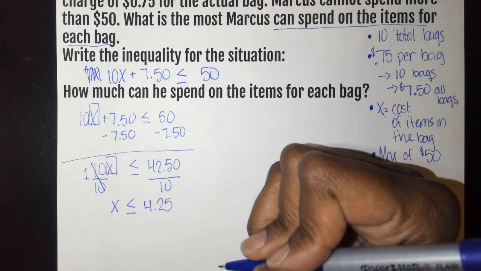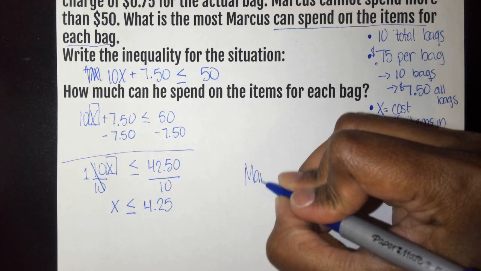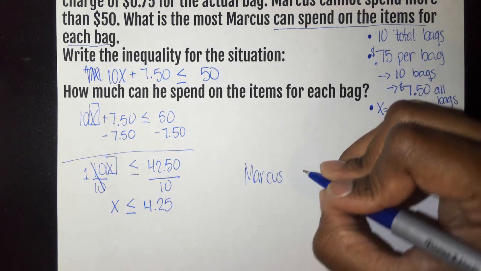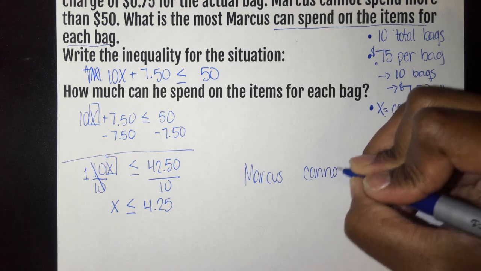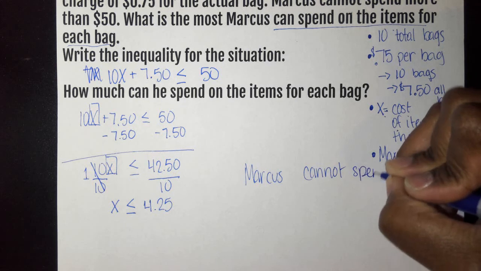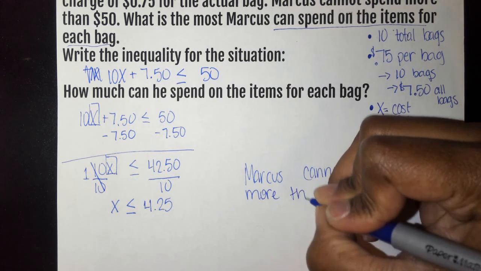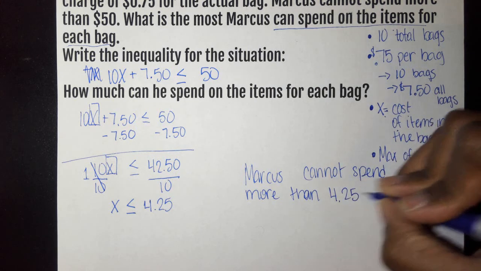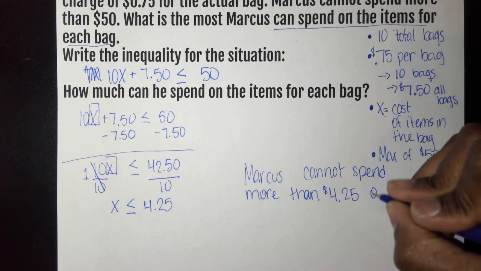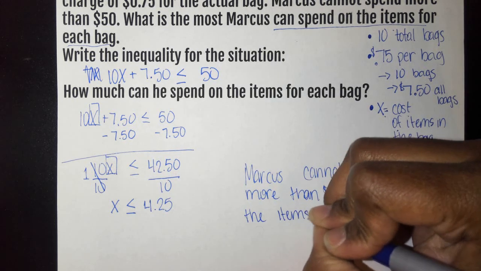And x is less than or equal to $42.50 divided by 10, which is equal to $4.25. That means that Marcus cannot spend more than $4.25 on the items in each bag.